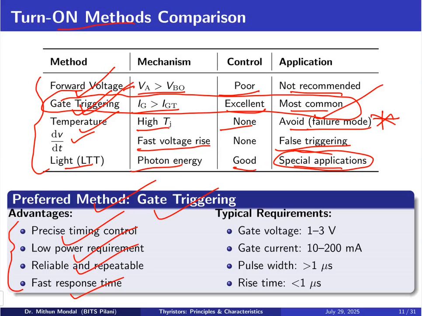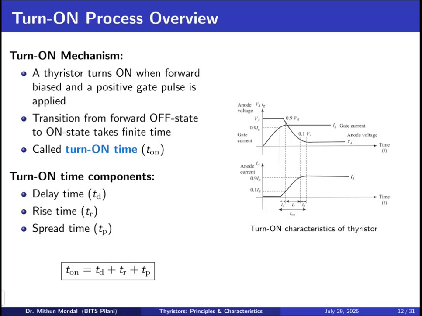The typical requirement for the gate signal is a gate voltage of 1 to 3 volt. The gate current has to be 10 to 200 milliampere. The pulse width of the gate signal should be greater than 1 microsecond and the rise time should be less than 1 microsecond. So whenever we are giving the gate pulse, this condition has to be met for proper turn on of the device. Now let us see the turn-on process mechanism.